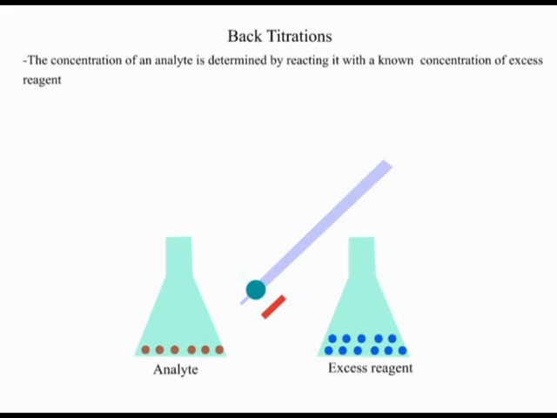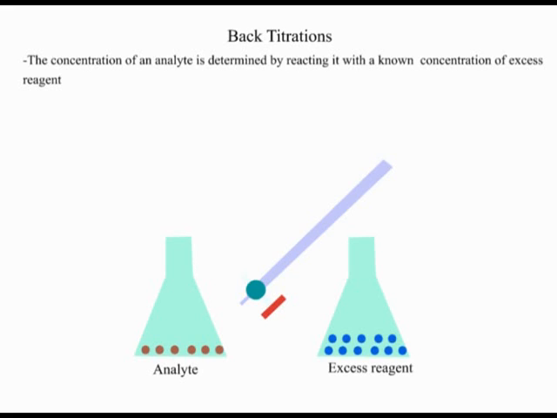The next type of titration is back titration. A back titration is where the concentration of an analyte is determined by reacting it with a known concentration of excess reagent. You can think of a back titration as a normal titration done in reverse. It is also called an indirect titration. Basically, we use a back titration when we need to determine the strength or concentration of an analyte and we have a known molar concentration of an excess reactant.